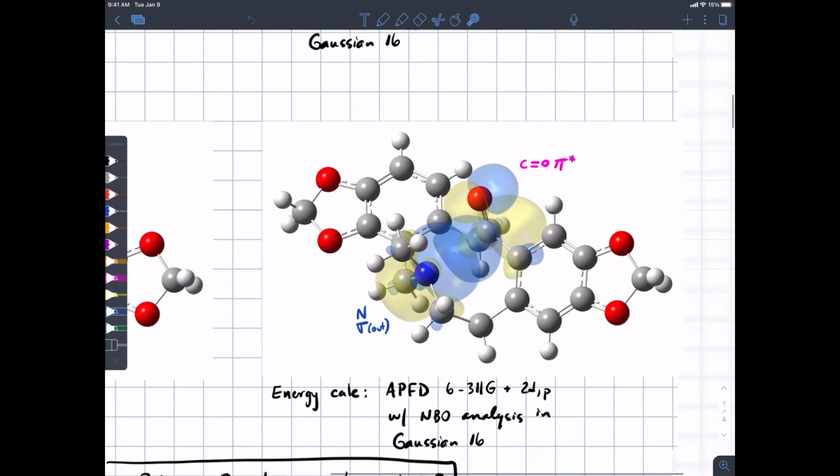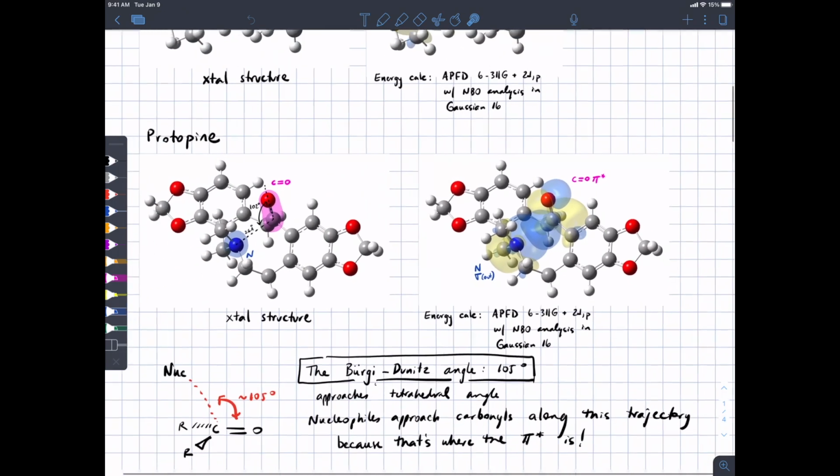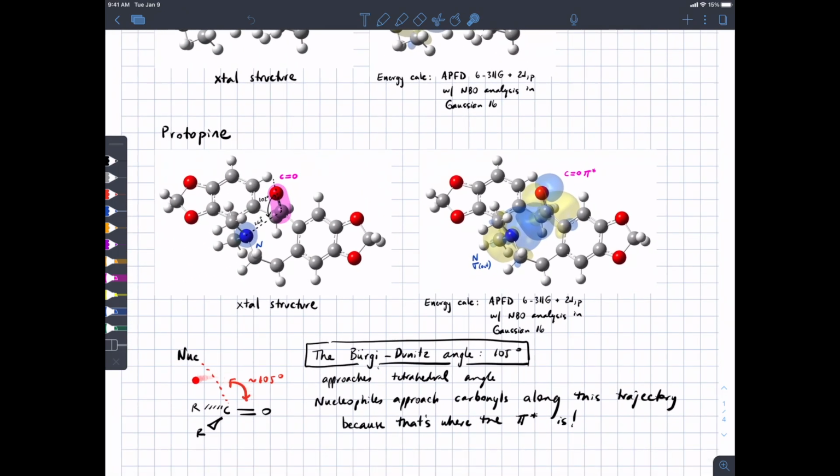So the take-home message here is that as a nucleophile approaches a carbonyl group, it does so at the so-called Bürgi-Dunitz angle because that's where the pi star is. And it's also interesting that it approaches along an angle that's similar to what the angle is going to be in the tetrahedral intermediate. So you will hear that from time to time. And so just be aware of it.